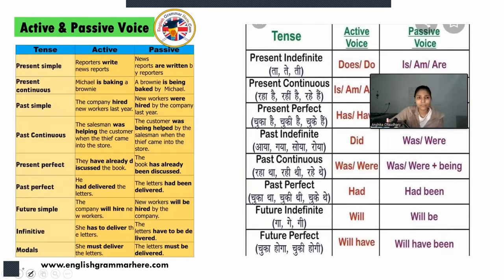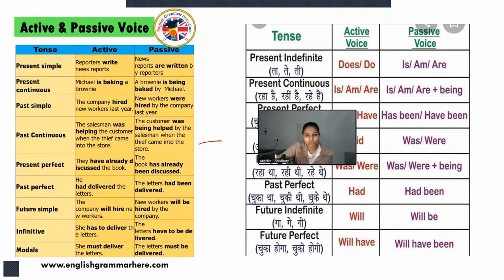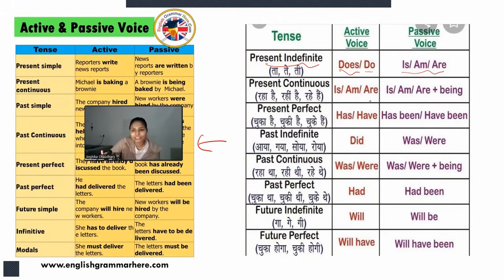And if you're lacking with rules, I have attached the rule chart here. These are the rules and these are the examples. If we see the rules here, present simple, that has do or does, or s or es in its verb, will be converted to present continuous. If it is present continuous, that means is, am, are, it will be converted to is, am, are plus being. If it is present perfect, has or have, it will be converted to has been, have been.